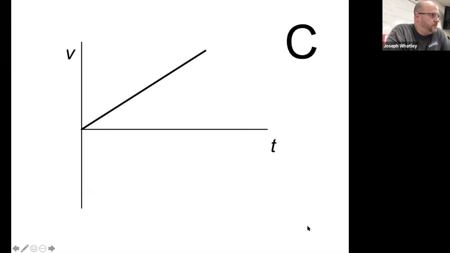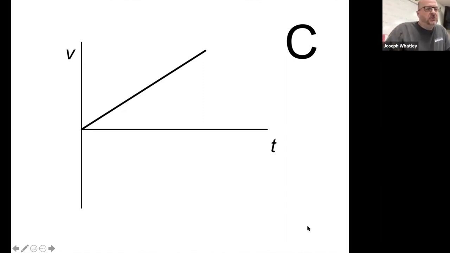Let's do a few more of these. What about this one? What is the acceleration here? It is positive. And what about our displacement? It starts off kind of flat and then curves upwards, right? It'd be the right side of the smiley face.